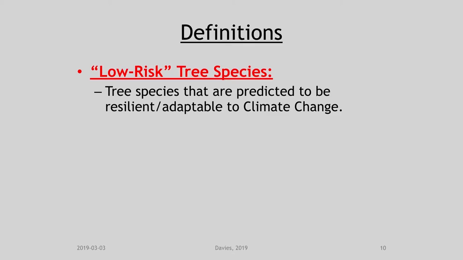Low risk tree species. The working definition I have is tree species that are predicted to be resilient and/or adaptable to climate change. I went down a million different rabbit holes to design this current draft of this tool. It's probably one of the most difficult things I've ever worked on.